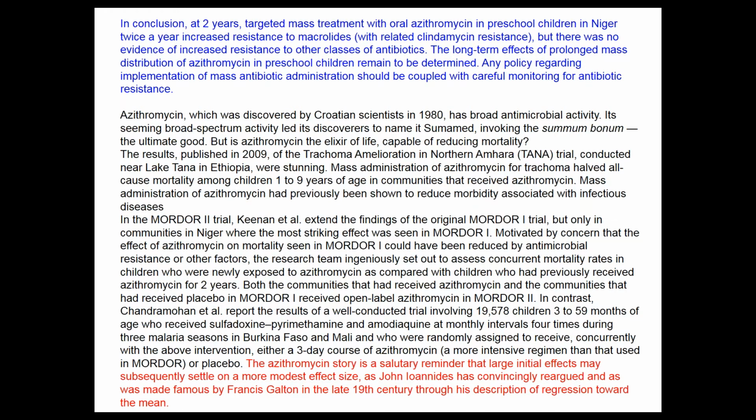So I don't know what this is going to do to the azithromycin policy in this part of Africa. An editorialist comments on this, and one of the possible answers to the effects that we saw in the second study are related to a statistical phenomenon called regression to the mean that was first described by Francis Galton in the late 19th century.